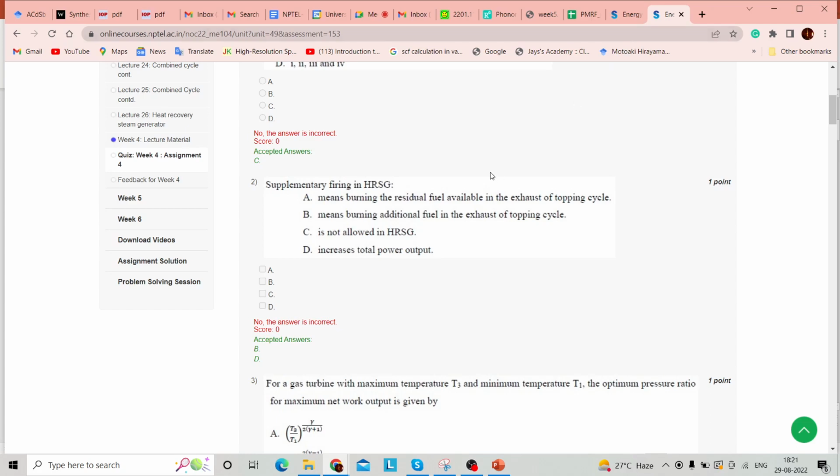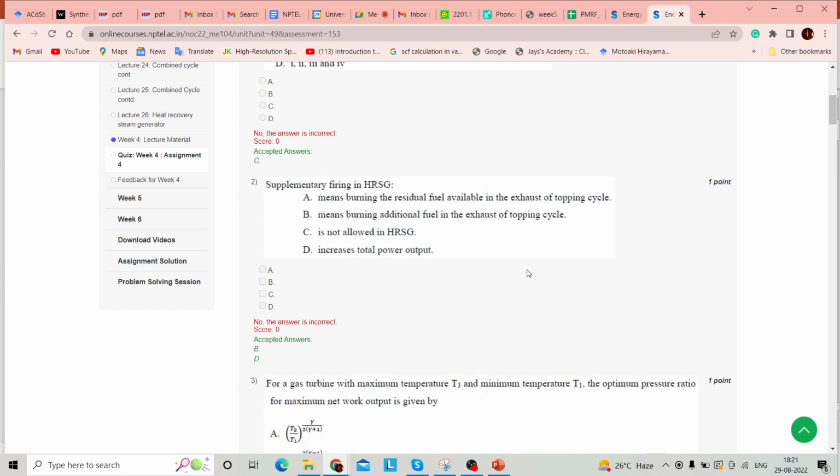Means we are giving additional fuel, right? No, ma'am, we are not giving any additional fuel, because the main purpose of the heat recovery steam generator is to make use of the heat that is available in the exhaust of the topping cycle. And we will not supply any additional fuel there.